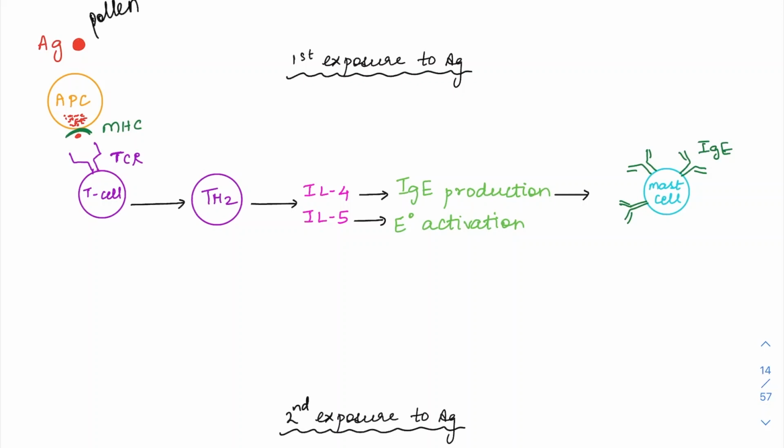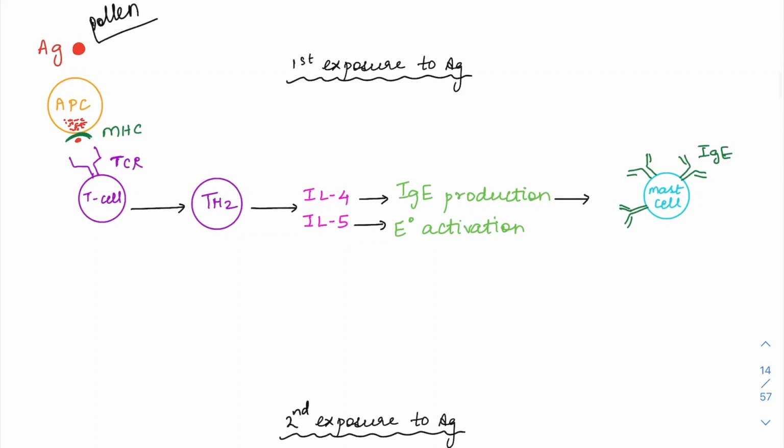So IL-4 was responsible for immunoglobulin production and class switching. Since it was a pollen, it is going to be related with an allergy kind of response. In allergy, we have the IgE production. So IgE class switch is going to occur and IgE immunoglobulins are produced. Then interleukin 5, already mentioned, is going to activate the eosinophils.